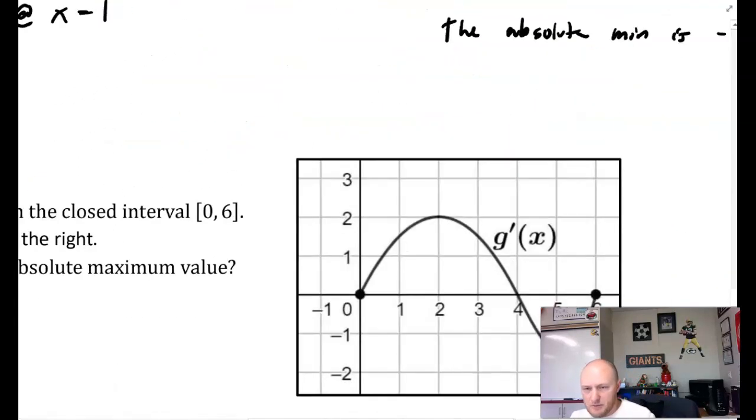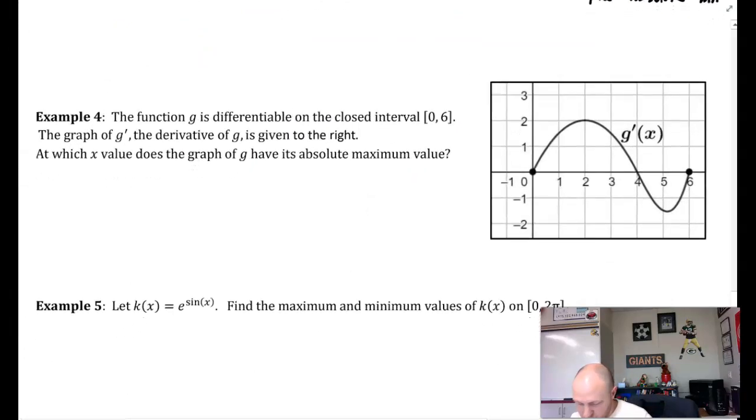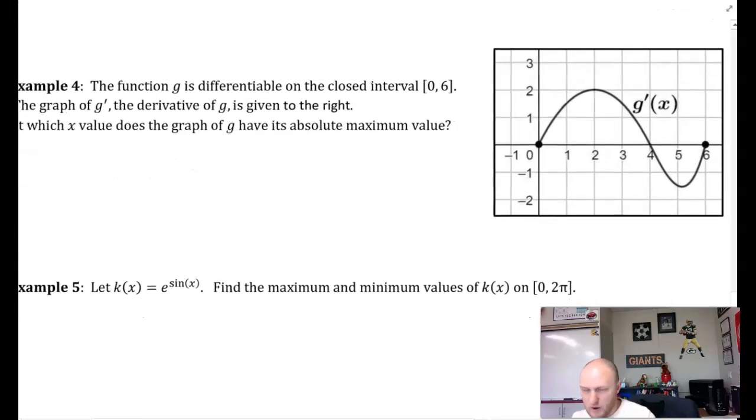Okay, looking at question number 4, example number 4 requires a different kind of thinking. They say the function g is differentiable on the closed interval 0 to 6. The graph of g prime, the derivative of g, is given to the right. At which x value does the graph of g have its absolute maximum value?